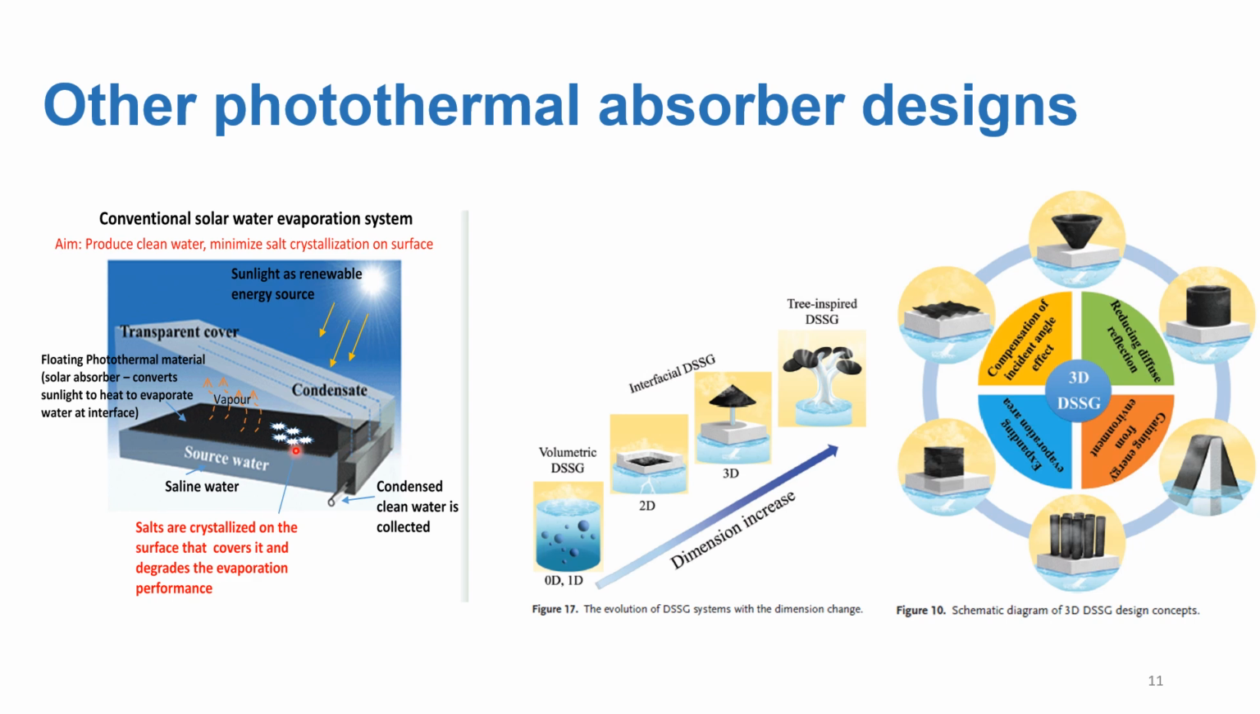If you look at this flat design here, this is a solar absorber and we have the water. So we are floating the solar absorber on top of the water. The water is evaporated, and there is a transparent glass here that serves as a condenser, which will condense the evaporated water, and it's collected back here as pure water. So the system has a flat solar absorber design.